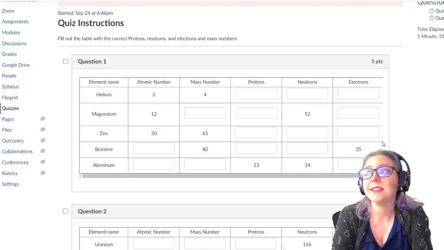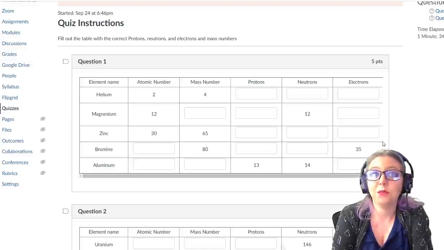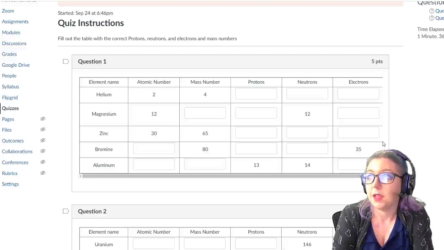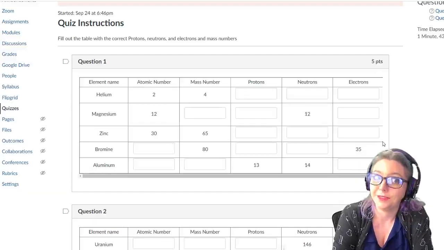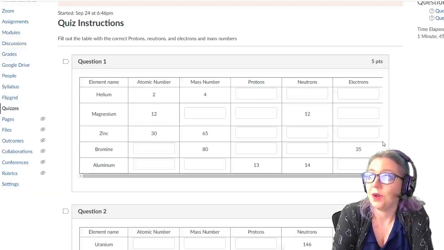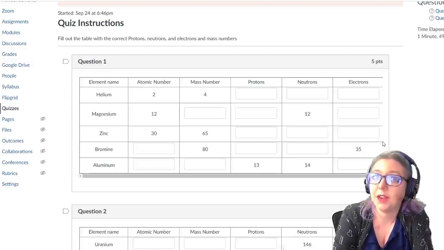Quizzes like this, when there are fill in the blanks, I will regrade it later. Canvas doesn't understand misspelled words, but I do. So if you have a misspelled word or a misentered number, I can recognize that it's the correct one and I will give you credit.